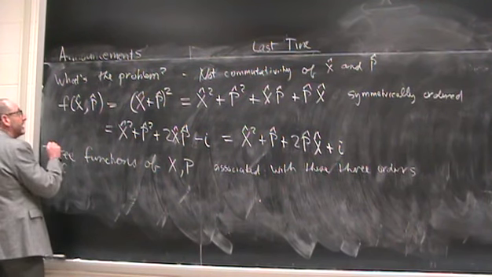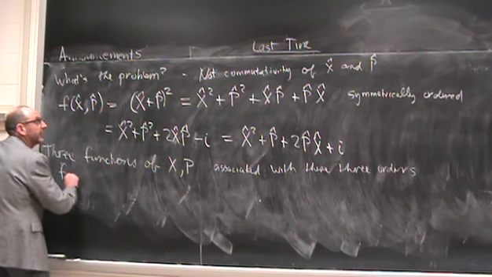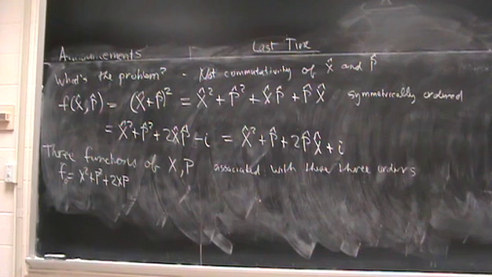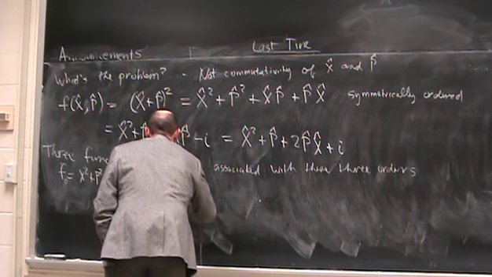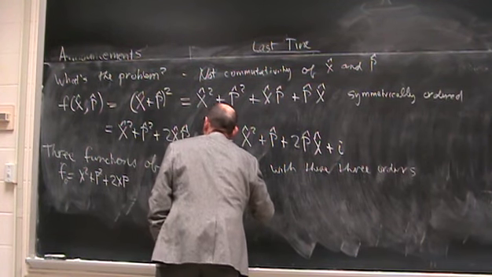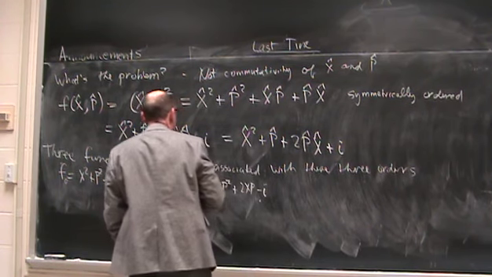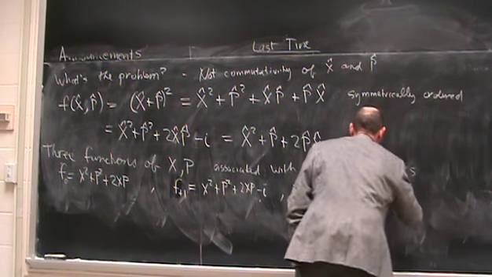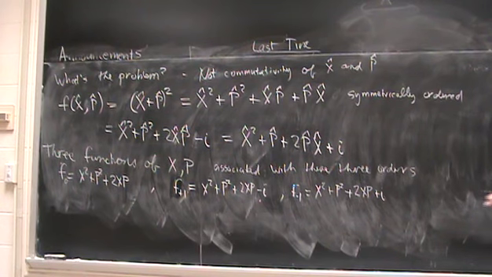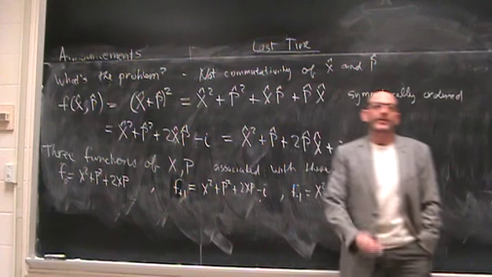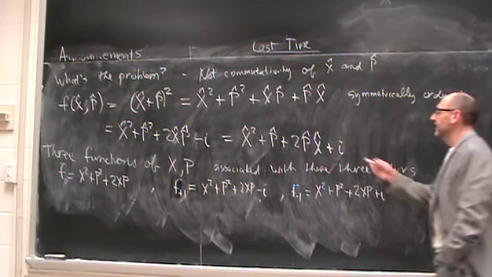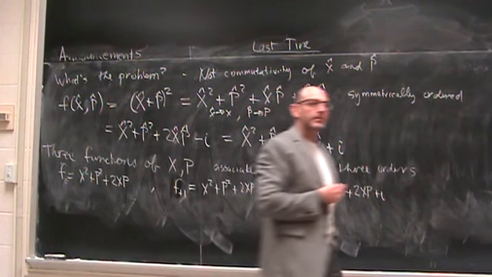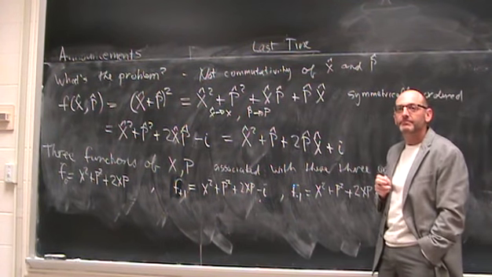So I can write down, I'll call it F0, is equal to X squared plus P squared plus 2XP. F plus 1 is X squared plus P squared plus 2XP minus I. And F minus 1 is X squared plus P squared plus 2XP plus I. Those are three functions that I obtain by looking at these three operators and making the substitution X hat goes to the variable X, P hat goes to the variable P. Okay? So whereas these three operators are equal, these three functions are not.